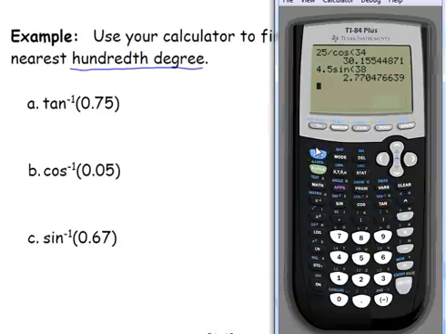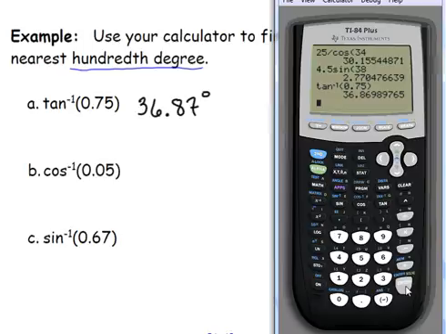Okay. So we're going to do the inverse tangent of 0.75. So for that, I'm going to do second tangent. So that gives me the inverse tangent. 0.75. Close your parentheses and press enter. So this one will be 36.87 degrees. When we're doing an inverse cosine, sine, or tangent, we're getting measurements in degrees.